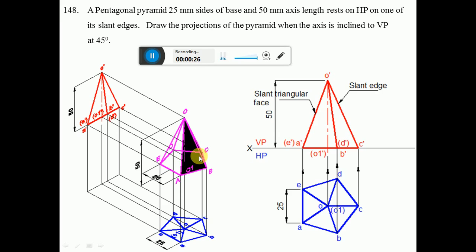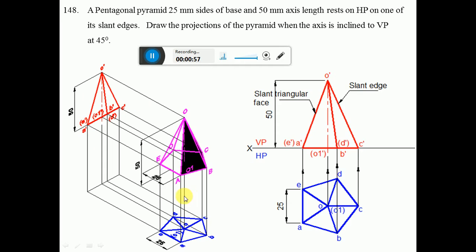So here in the pentagon, one side is a corner and the other side is an edge. So naturally OC will be parallel to VP. You can see that OC is parallel to VP, and that is visible when you look from the front view. That slant edge is going to be a line. Similarly on the other end, O dash A dash E dash is a triangular face, which is OAE. So you are going to get a line here.